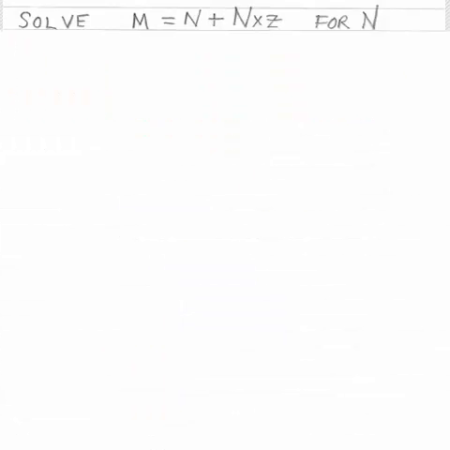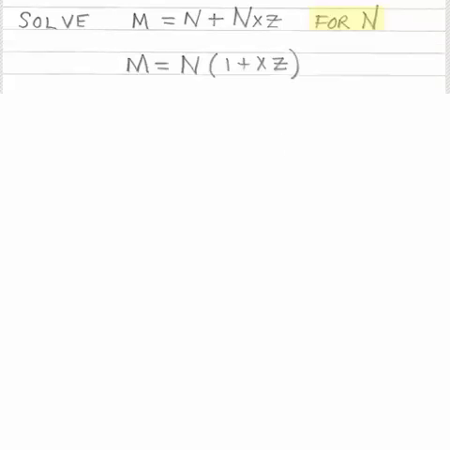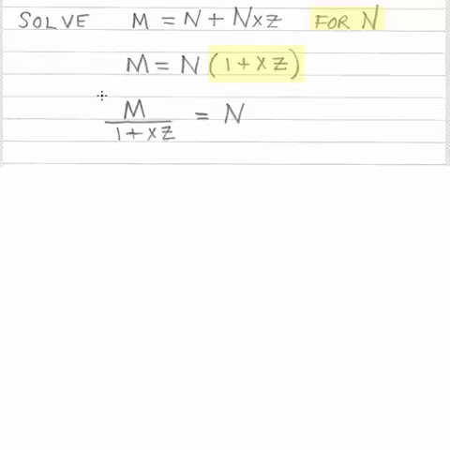In this next example, we're going to solve the formula m equals n plus nxz for the variable n. Now here we're going to have to get n all by itself, and there's two terms with n. The trick here is to factor n out of the right side. Once we factor, we have m equals n times the quantity 1 plus xz. Well, all we have to do now is divide by that quantity 1 plus xz. And we're done. N equals m over 1 plus xz.